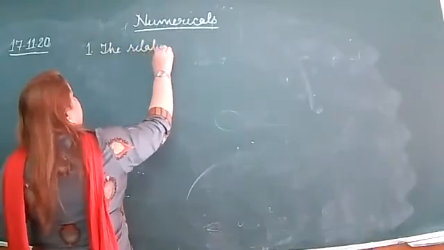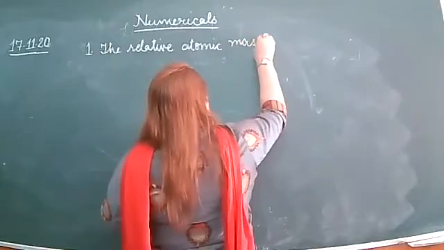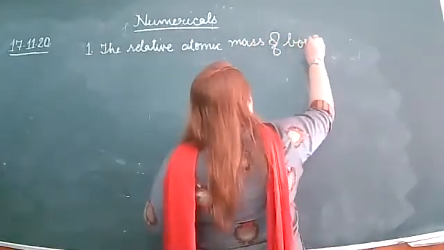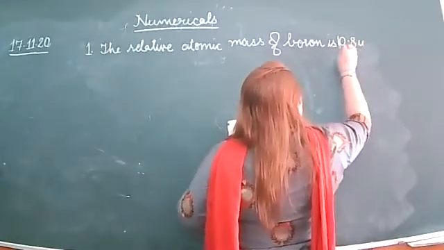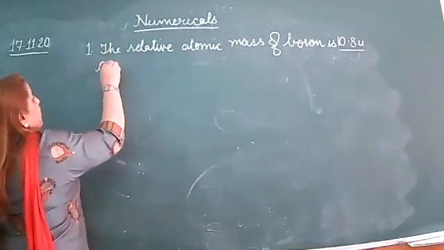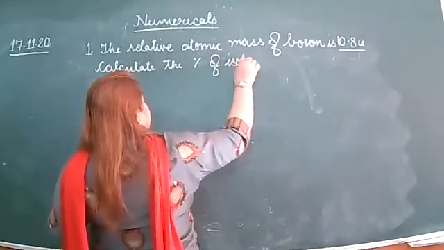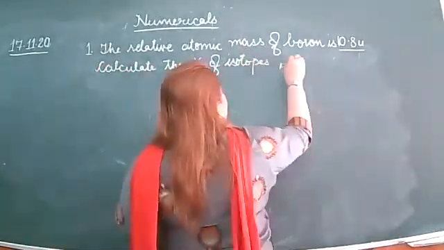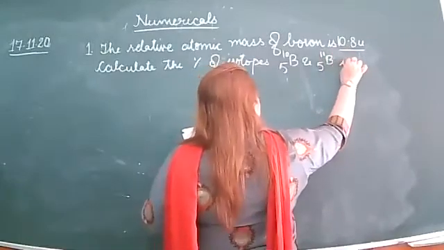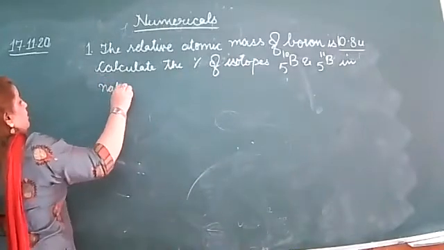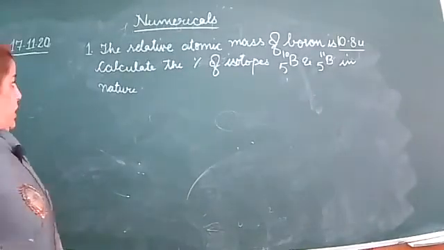The relative atomic mass of boron is 10.8 U. Calculate the percentage of isotopes 5 boron 10 and 5 boron 11 in nature. Calculate this. Solve this numerical.